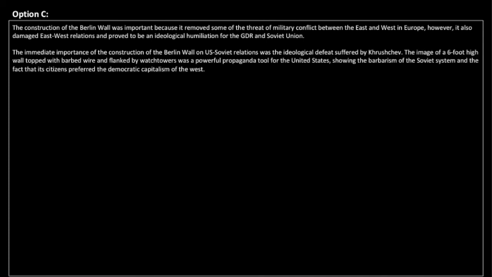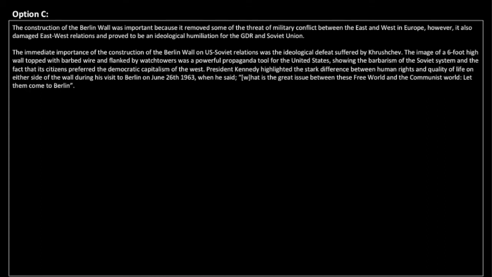The immediate importance of the construction of the Berlin Wall on US-Soviet relations was the ideological defeat suffered by Khrushchev. The image of a 6-foot-high wall topped with barbed wire and flanked by watchtowers was a powerful propaganda tool for the United States, showing the barbarism of the Soviet system and the fact that its citizens preferred the democratic capitalism of the West.